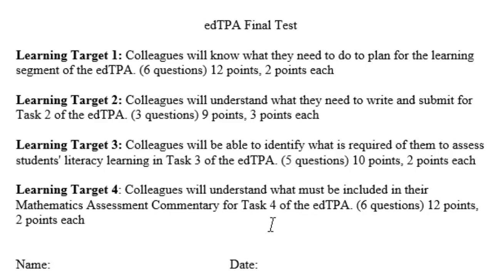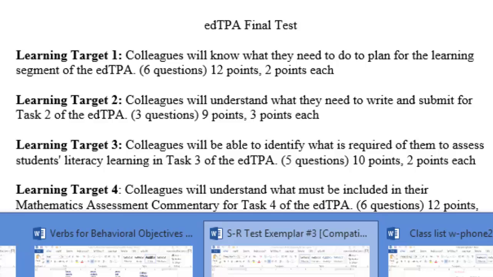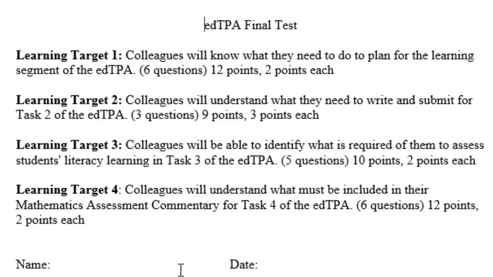That's part of the rubric, that you have to create 4 to 5 learning targets, and one learning target should be vocabulary. So that vocabulary target should read, students, colleagues, classmates will accurately define X number of EdTPA critical vocabulary words. So that's specific and it's measurable. You'll notice in this one that these learning targets, for the most part, are not specific and are not measurable. The first one says colleagues will know what they need to do to plan for the learning segment of the EdTPA.